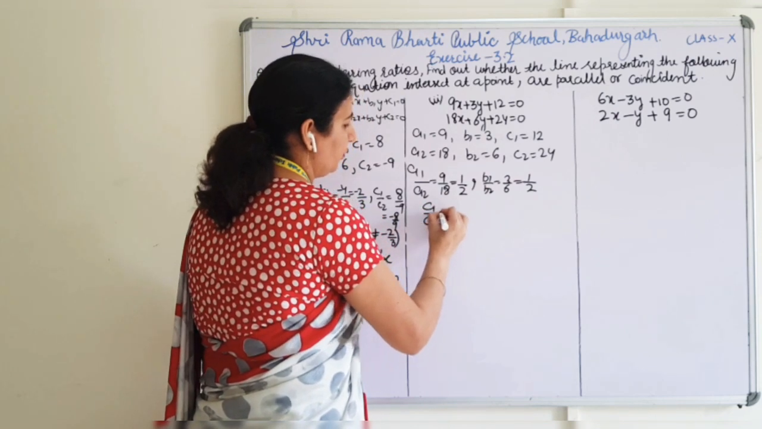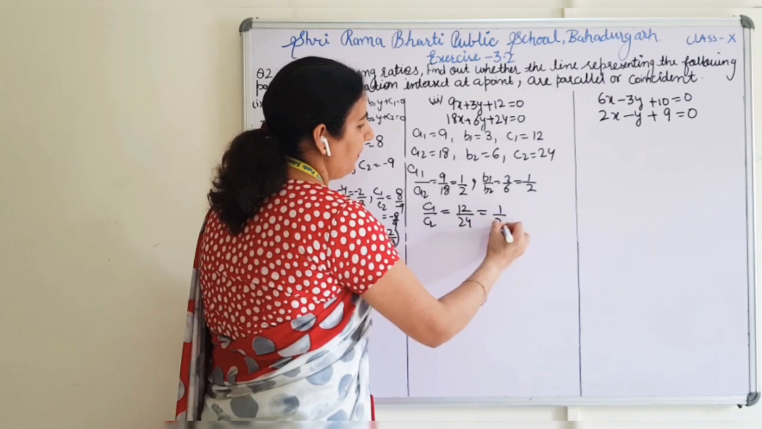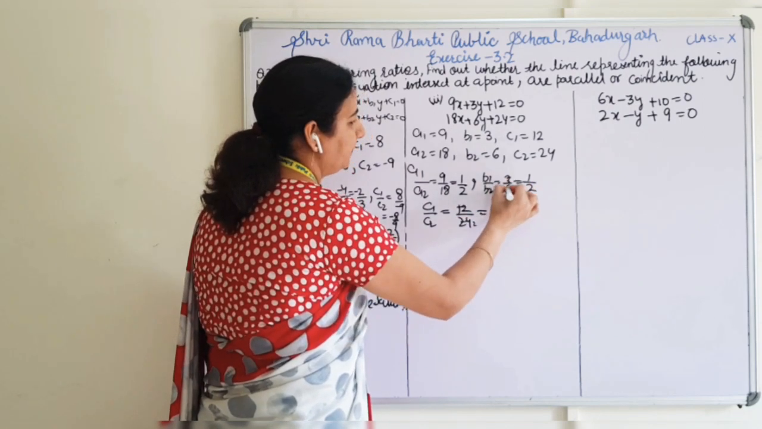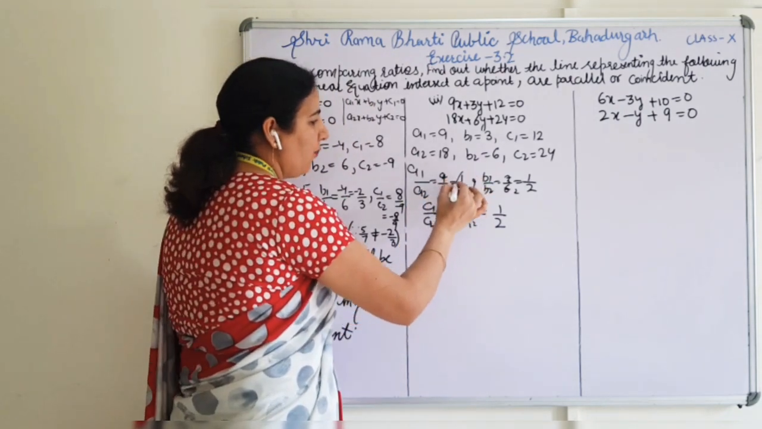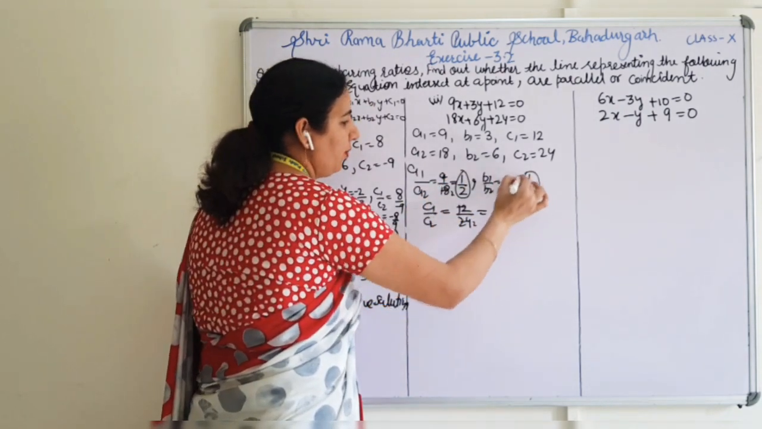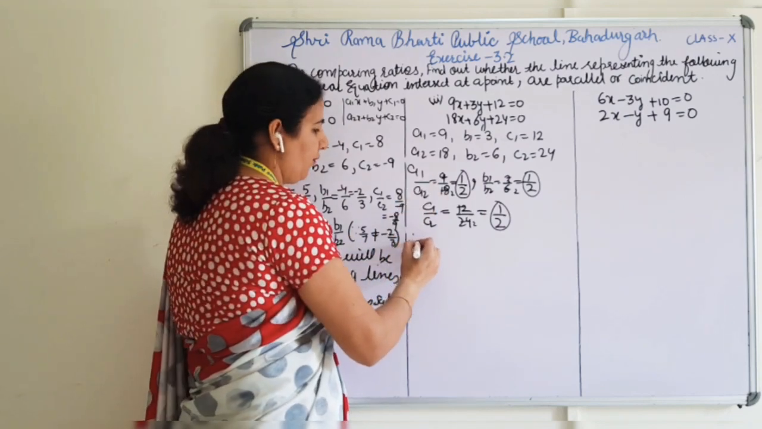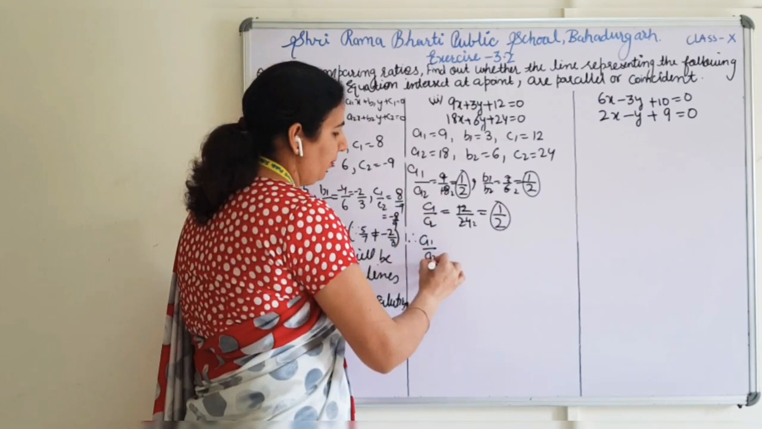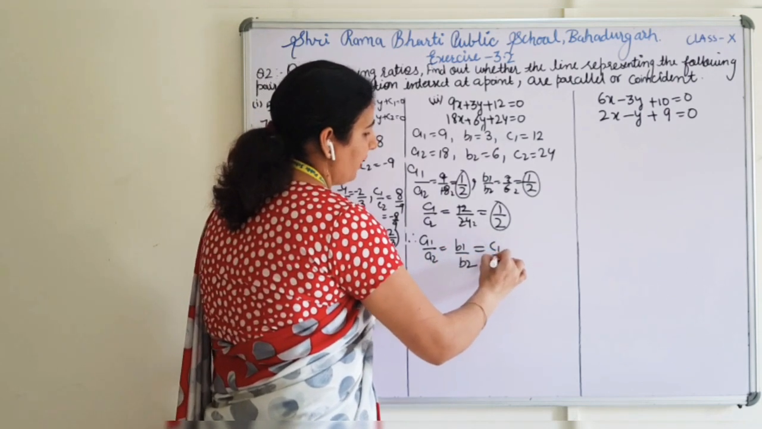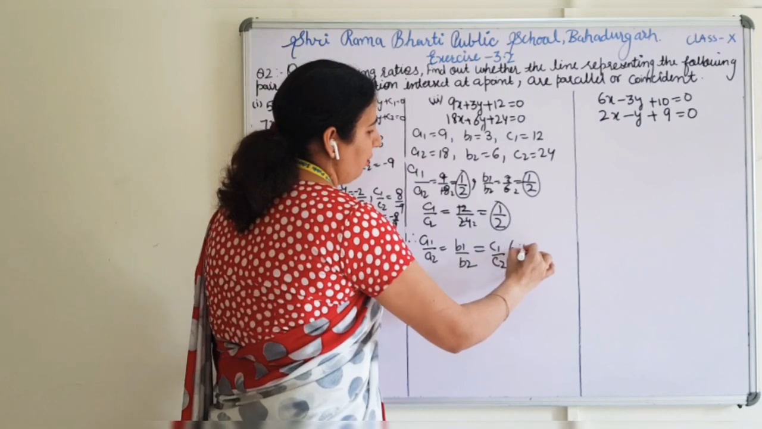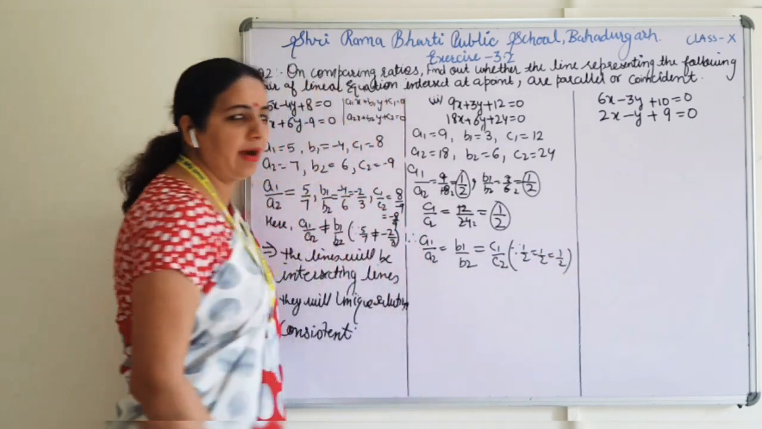c1 upon c2 is equal to 12 upon 24, again 1 by 2, when you cancel them. So all the time we are getting the answer 1 upon 2, 1 upon 2 and 1 upon 2, and they all are equal. Therefore a1 upon a2 is equal to b1 upon b2 is also equal to c1 upon c2, because they all have the values 1 upon 2, 1 upon 2 and 1 upon 2.